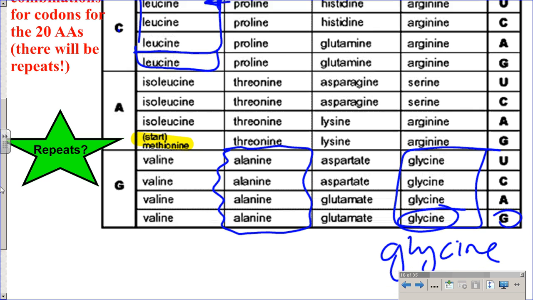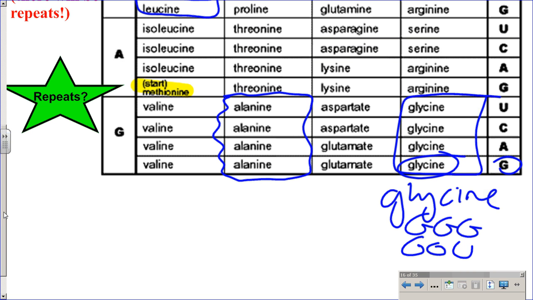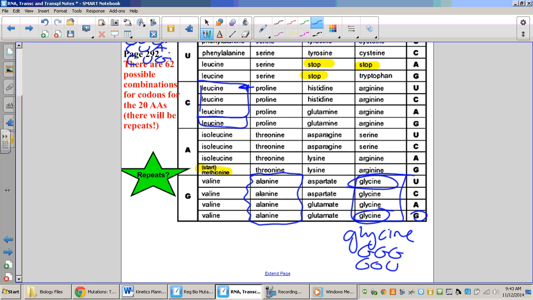What if instead of going to GCG, we went from GGG to GGU? What would GGU stand for? Still glycine, right? It would be up here. So we'd be okay. Now, if it's calling for the same exact amino acid and it's neutral, we call that a silent mutation, because it doesn't end up causing any harm or any good, really.